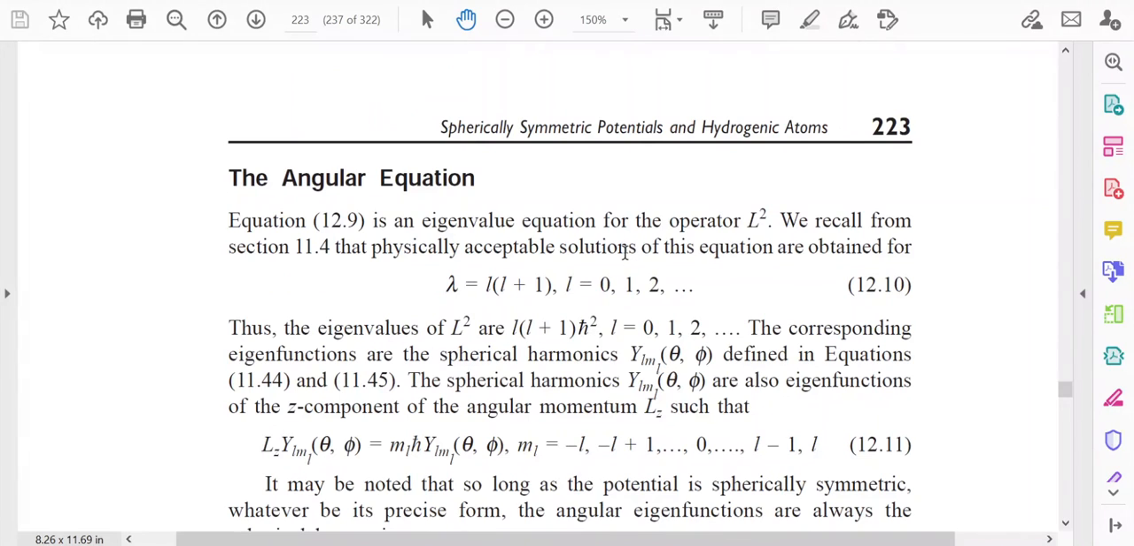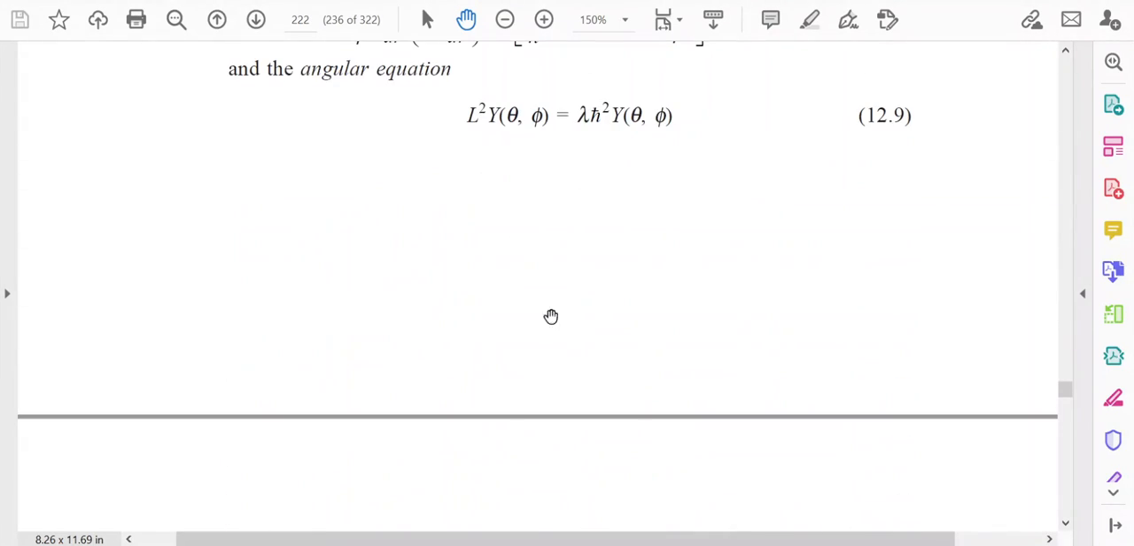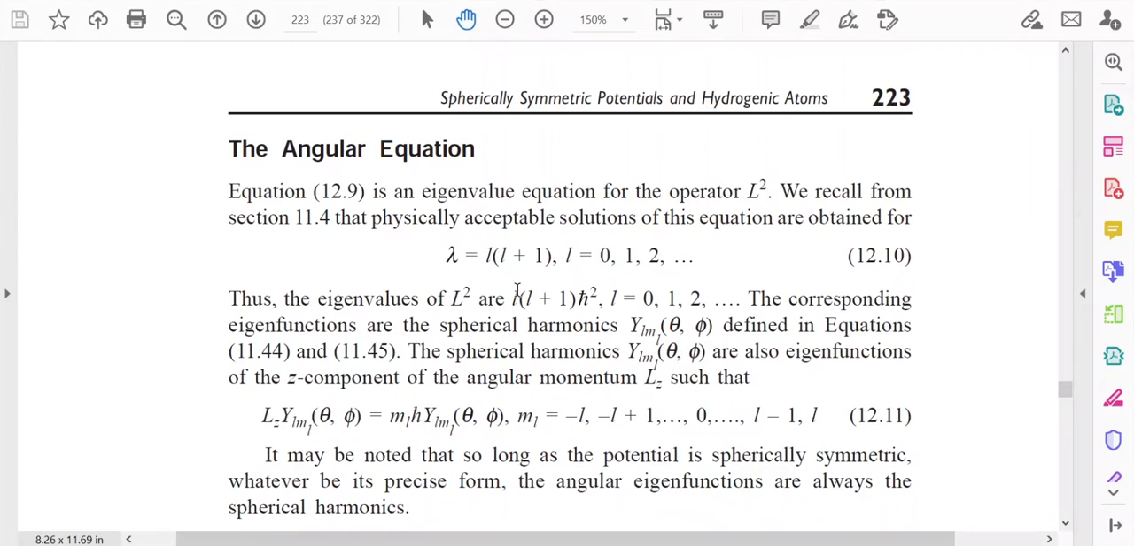And we have already learned in an earlier chapter about orbital angular momentum that such an equation gives a physically acceptable solution only when lambda is equal to small l into l plus 1, where the value of l is 0, 1, 2, etc. Thus, the eigenvalues of L square are l into l plus 1 into h cut square, where l equals 0, 1, 2. The corresponding eigenfunction is Y.